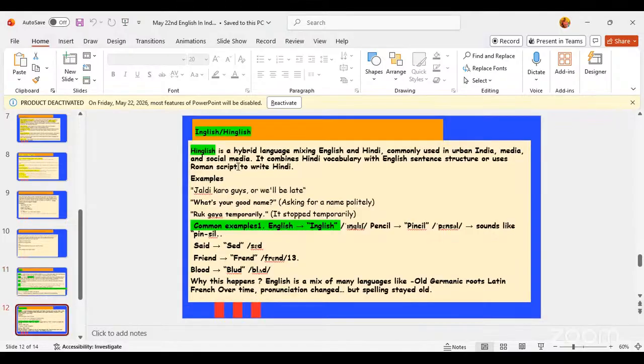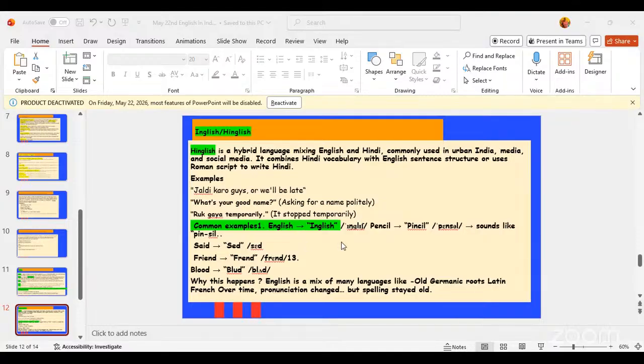Now, talking about Indian English. Hinglish, as we call it, is a hybrid language mixing Hindi and English, commonly known as urban English and used on social media. It combines Hindi vocabulary with English sentence structure and uses Roman script to write Hindi. Jaldi karo, guys, or we'll be late. What's your good name? Asking for a name politely. Ruk gaya, it stopped temporarily.